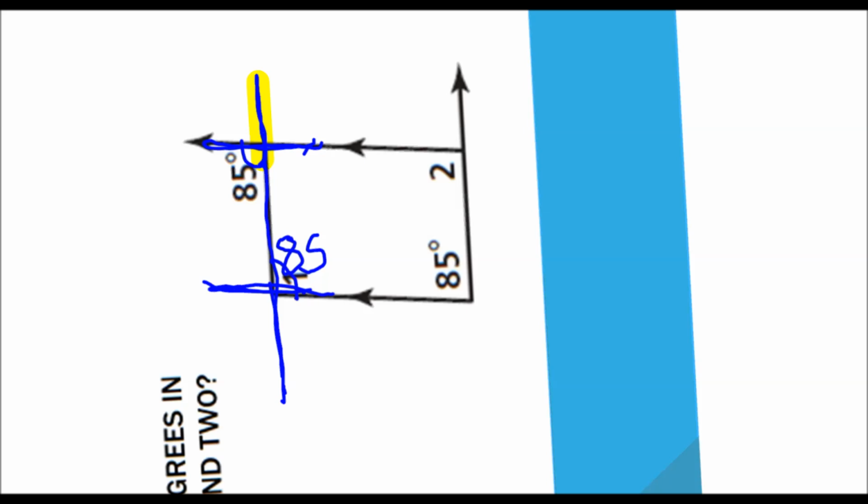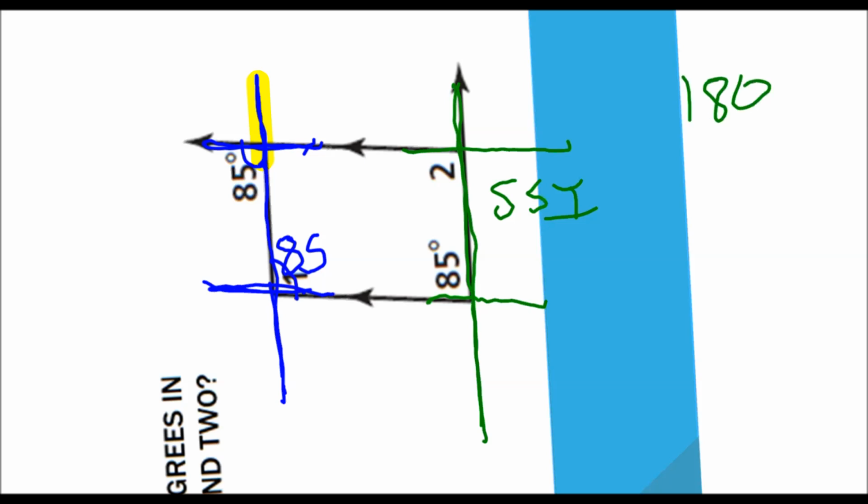I'm going to do something very similar over on the right side. I'm going to extend the lines out so it looks just like how we learned. Look at these now. See how they're both on the left side of this green transversal? That means they're same side interior, which means they add up to 180. So all I'm going to do, 180 minus 85, and that gives me 95 degrees. And so angle 2 is 95. That's all it is.